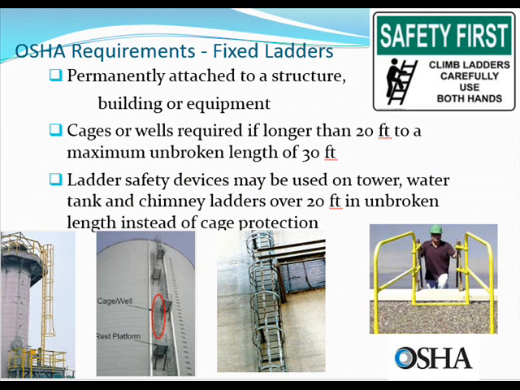OSHA requirements: fixed ladders. Permanently attached to the structure, building, or equipment. Cages or wells are required if longer than 20 feet, to a maximum unbroken length of 30 feet. Ladder safety devices may be used on tower, water tank, or chimney ladders over 20 feet in unbroken length instead of cage protection.